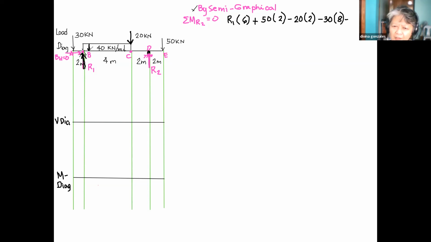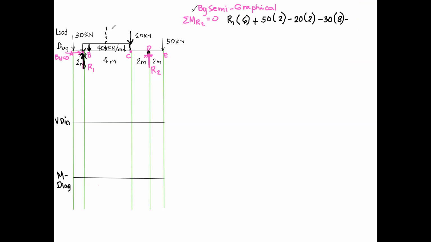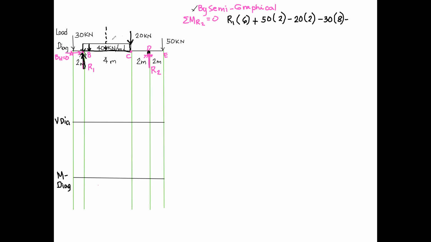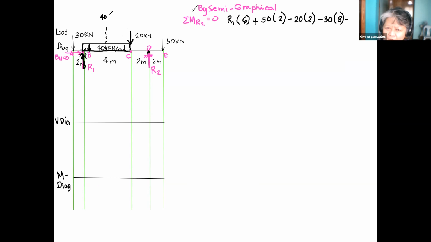And finally, isa pa. This is a uniformly distributed load. Distributed siya over the entire length ng 4 meters. So you can get the equivalent concentrated load. Do you know how to get the equivalent concentrated load? Arnaiz, what is the equivalent concentrated load ng 40, if you know that 40 kilonewtons per meter is acting over a length na 4 meters, magmula sa B hanggang C? 10 kilonewtons po. Yung equivalent concentrated load niya na 40 kilonewtons per meter is acting over a length na 4 meters.